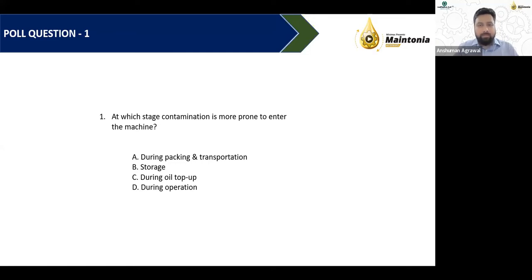Okay, so we have a mixed response out here. However, the poll is won by during oil top up, which is certainly a very important point, and a very strong opinion of our learned audience: yes, during oil top up, there are high chances of contamination getting added into the fluid. Now, let us elaborate on it.